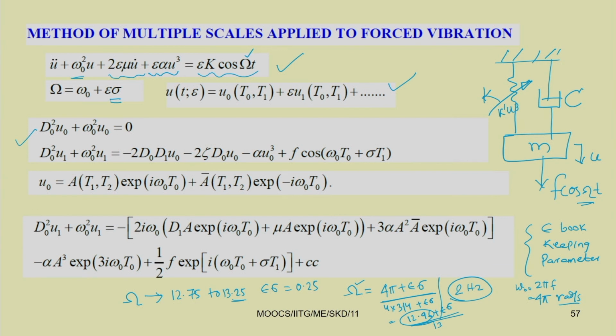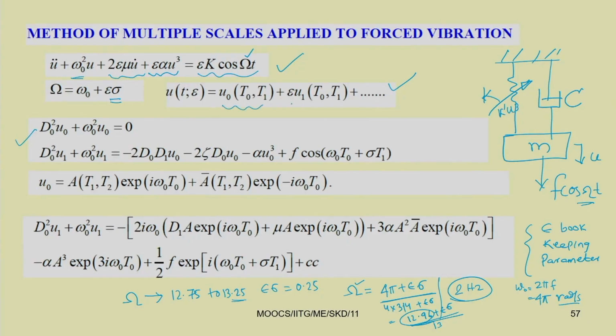Here, unlike in the previous example, we have taken u0 plus epsilon u1. Previously we had taken epsilon u0 plus epsilon square u1 plus epsilon cube u2. But now we have taken a constant term plus epsilon u1. As we are studying this forced vibration, in this case our steady state response cannot be 0.